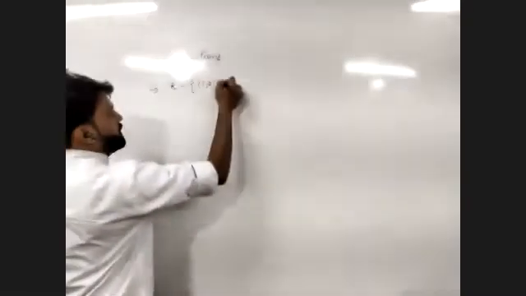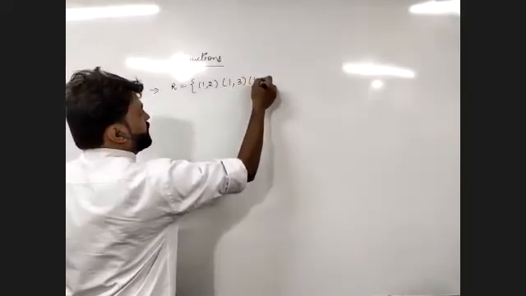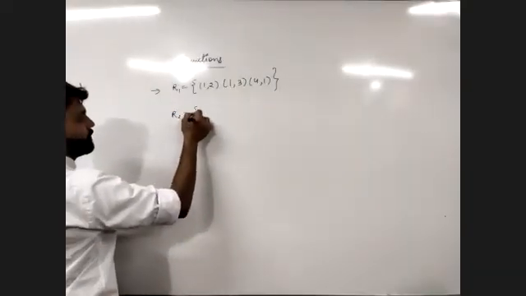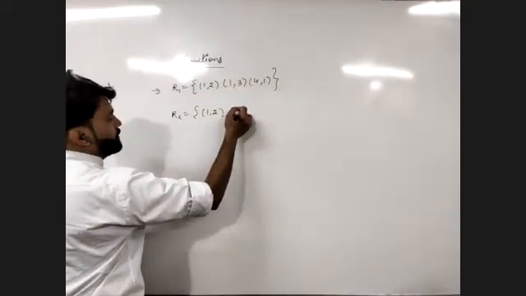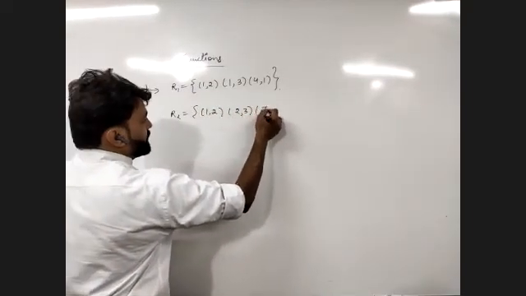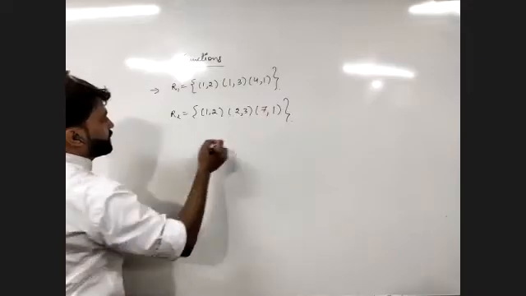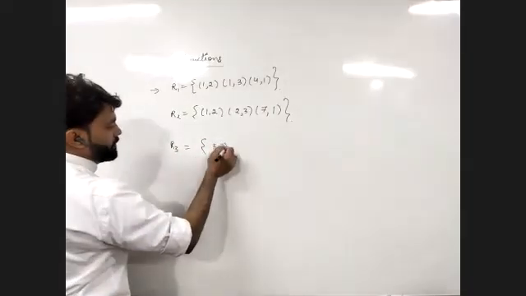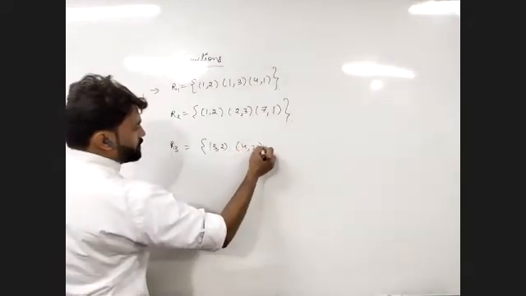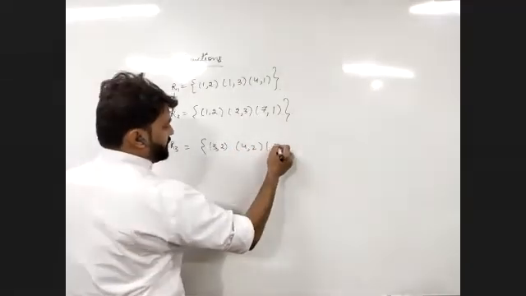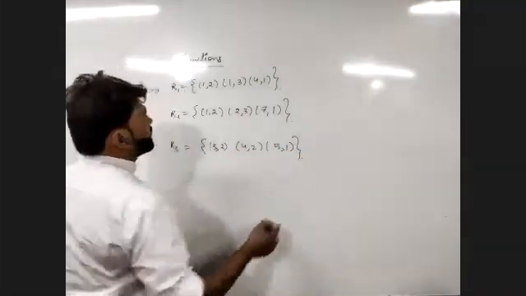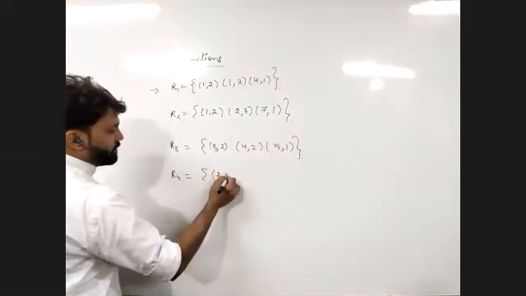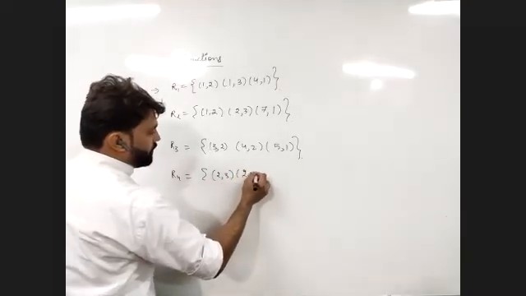So 1, 2, 1, 3, 4, 5. 1, 2, 2, 3, 7, 1. 3, 2, 4, 2, 5, 1. 2, 3, 2, 4, 1, 5.